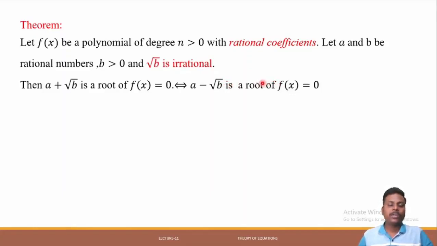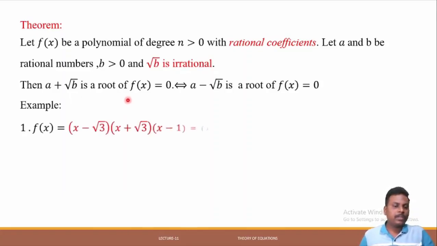It is similar to that of complex roots occurring in conjugate pairs for a polynomial with real coefficients. We have seen in the last lecture, for a polynomial with real coefficients, a plus ib is a root if and only if a minus ib is also a root. It is just similar to that result. So let us see some examples for this.